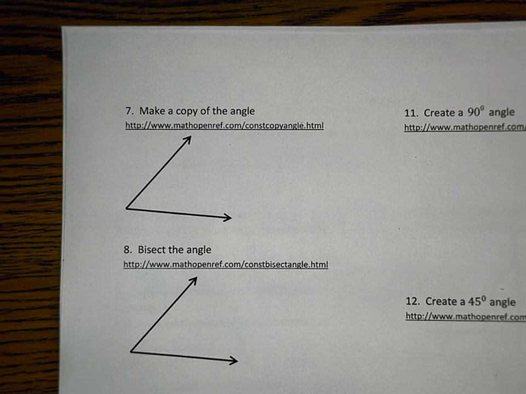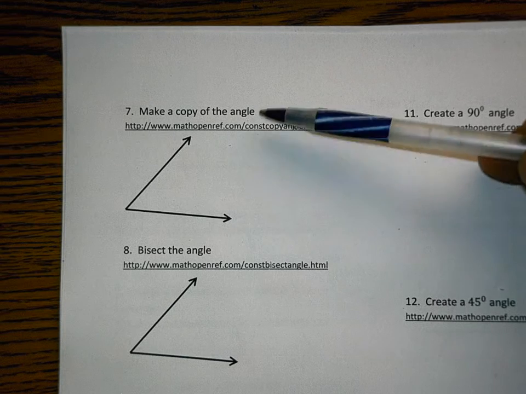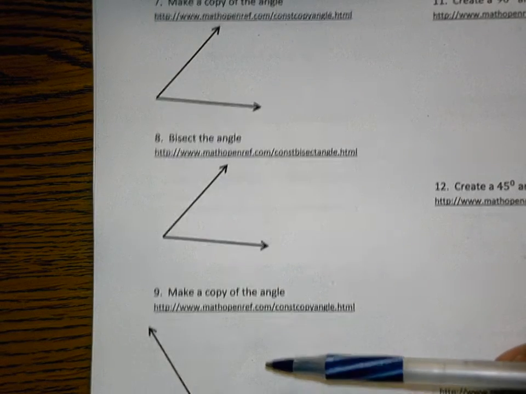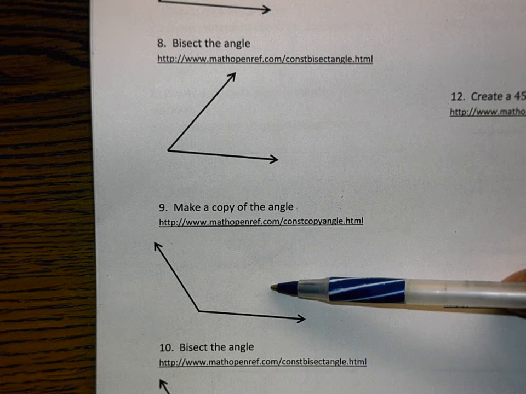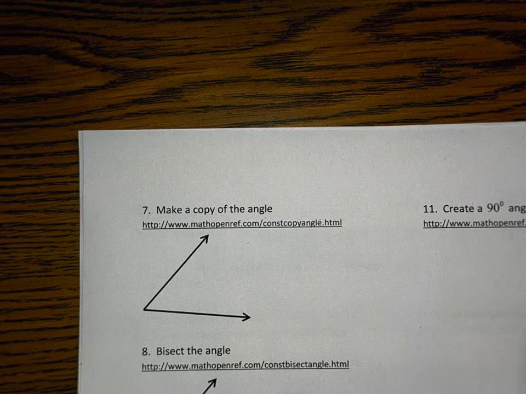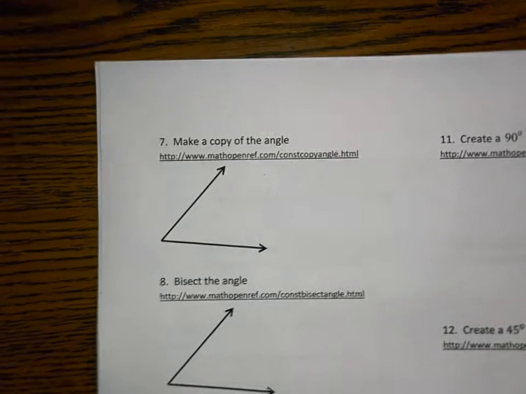Here we go. Now we're going to make a copy of an angle. And we're going to be able to make a copy of an angle whether the angle is acute or whether the angle on number 9 is obtuse. So if I want to make a copy of an angle, the very first thing I do is very much like making a copy of a segment.